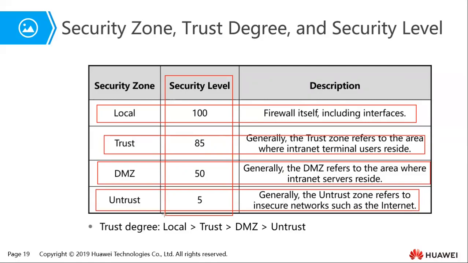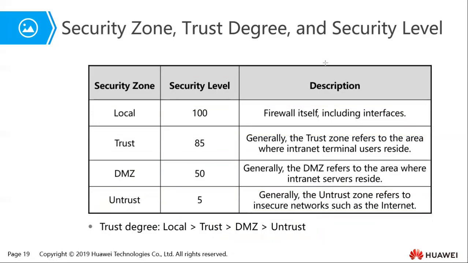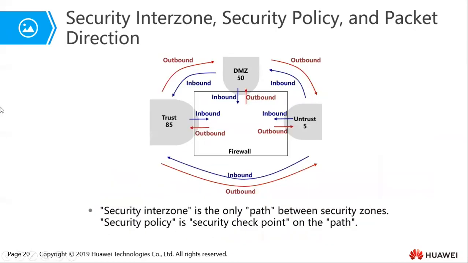So the trust degree, as you can see from there, the one that has the highest trust is local, then trust, then DMZ, then this one is the most untrusted with a security level value of 5. So how are these values used? Let's see that here now.